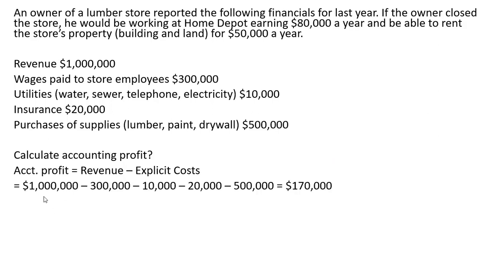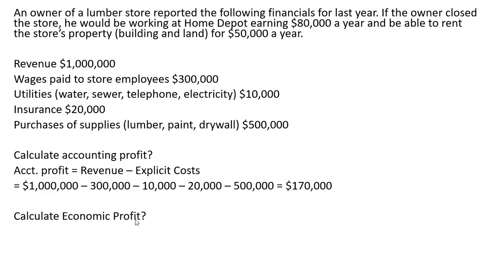So here for accounting profit, we got $1 million of revenue. We're going to subtract out these explicit costs: $300,000 for wages, $10,000 for utilities, $20,000 for insurance, and $500,000 for purchases of supplies. The accounting profit here totals $170,000.